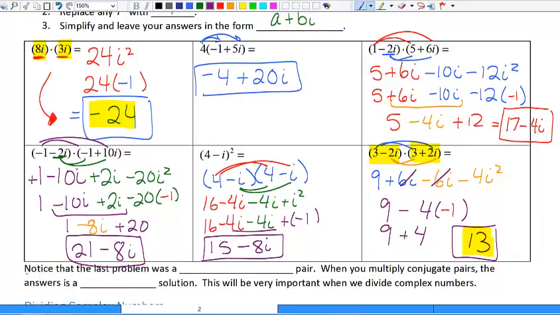Just like we were talking about, notice that the last pair was a conjugate pair. When you multiply conjugate pairs, the answer is always going to be a real solution. This will be very important when we divide complex numbers.